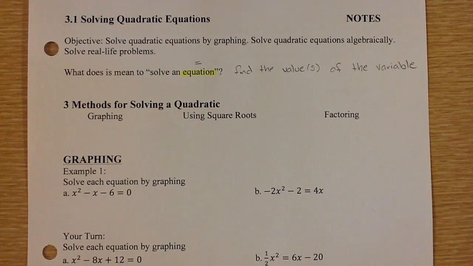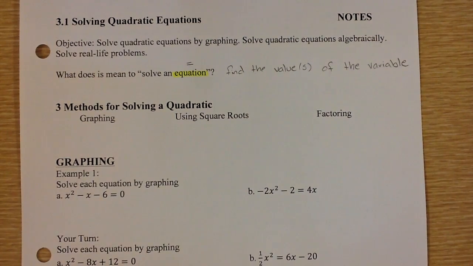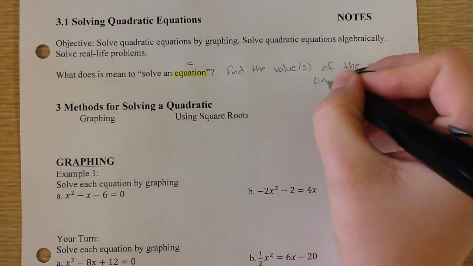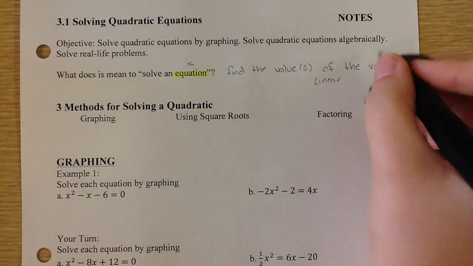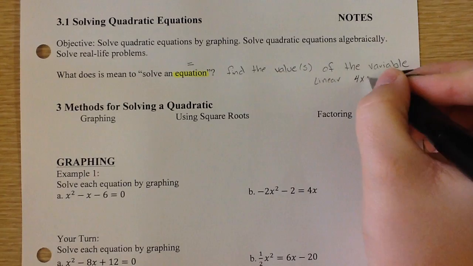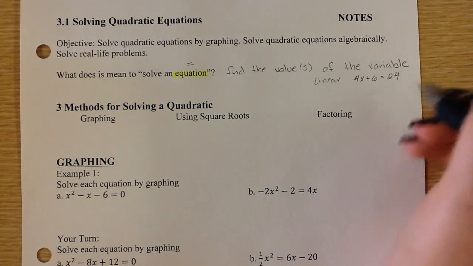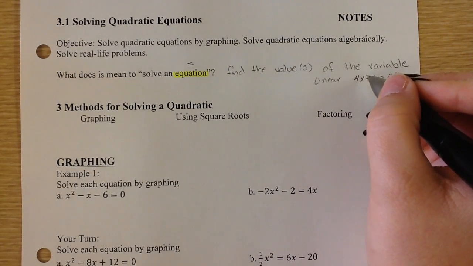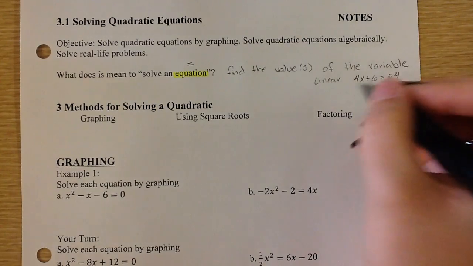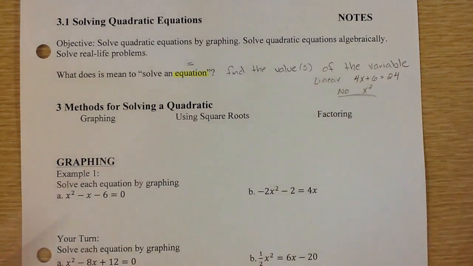Okay, so what does it mean to solve an equation? It's finding the values of the variable. And again, in Algebra 1, you spend a lot of time solving equations, but your equations are what we call linear, meaning they only have one single variable and no exponents. For example, 4x plus 6 equals 24. You would solve an equation like that. But again, remember, our exponent here is always 1. It's linear. We don't have any x squared, so there's no x squareds in the stuff that we've been solving up to this point.